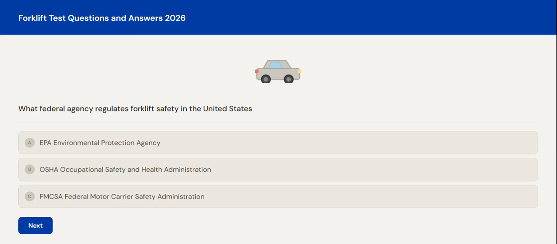What federal agency regulates forklift safety in the United States? OSHA, the Occupational Safety and Health Administration. OSHA sets and enforces the standards that keep forklift operators and everyone around them safe. Knowing these rules is not optional, it's the law.